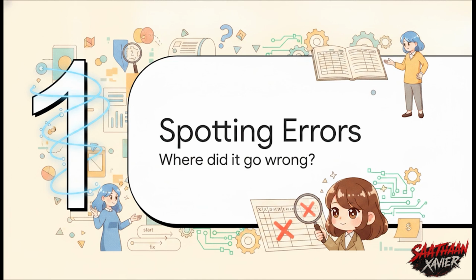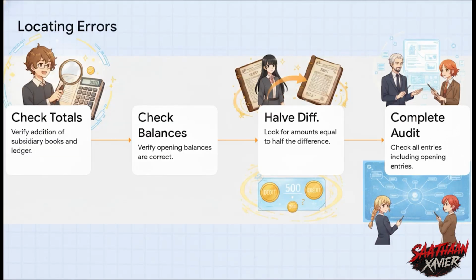Okay, Section 1, Spotting Accounting Errors. Where exactly did things go wrong? So if your trial balance is off, you're going to want to follow these exact steps. First, simply check your totals. I mean, it might just be a basic addition mistake, right? Next, check if the opening balances from the previous year were actually brought forward correctly.